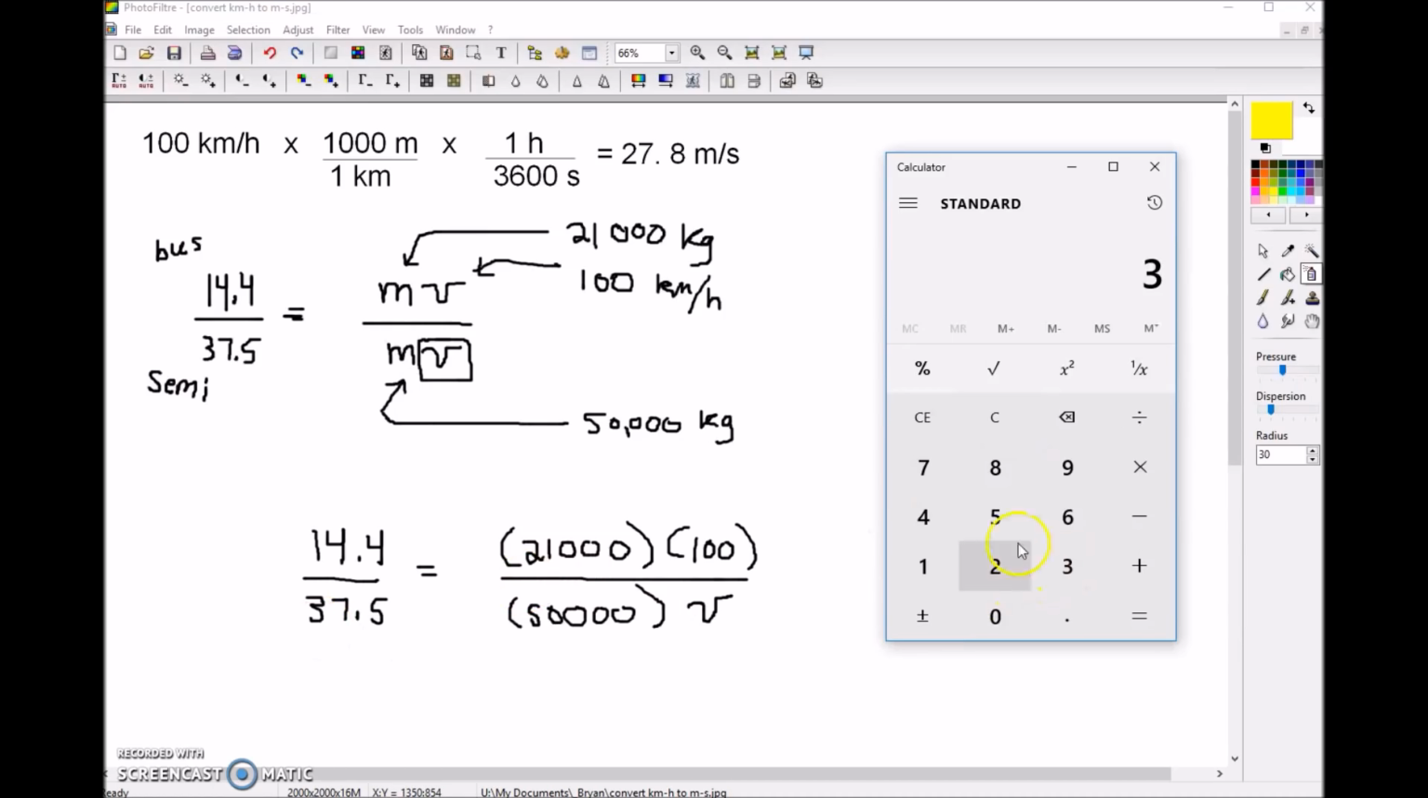So 37.5 times 21,000 times 100 divided by 14.4 divided by 50,000. And how fast was the semi going at the point of impact? 109 kilometers per hour.